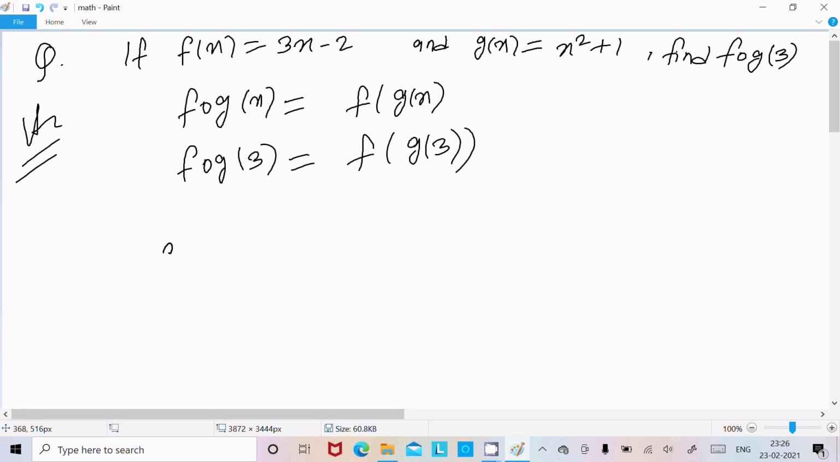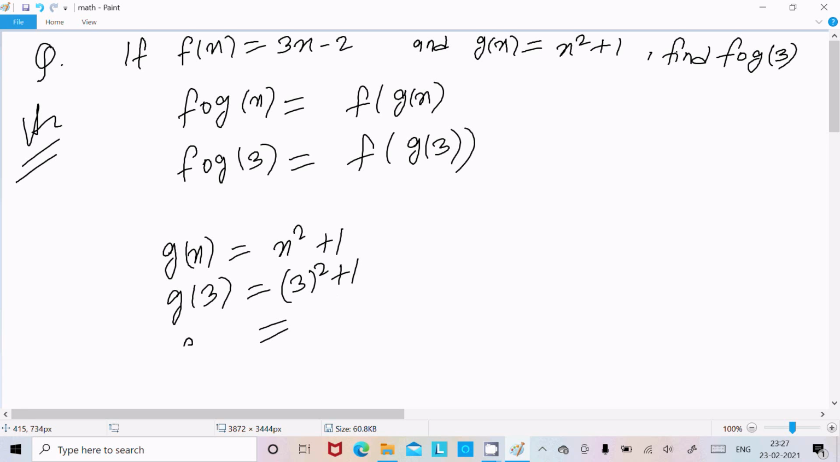Okay, so here g(x) equals x squared plus 1. Now calculating the g(3) value, so 3 squared plus 1. The g(3) value comes 3 squared is 9, 9 plus 1 is 10.